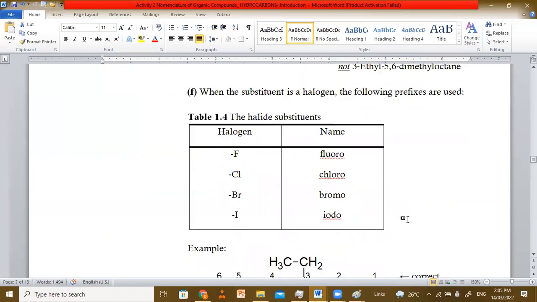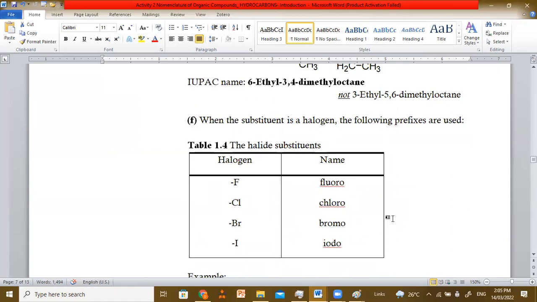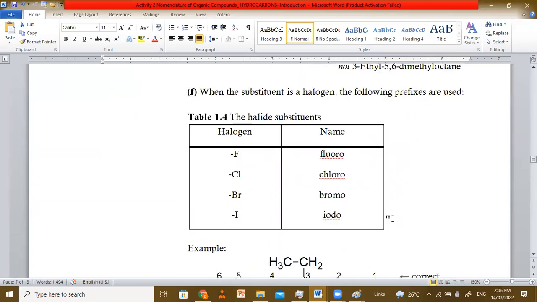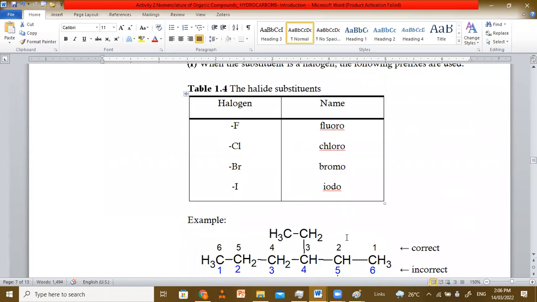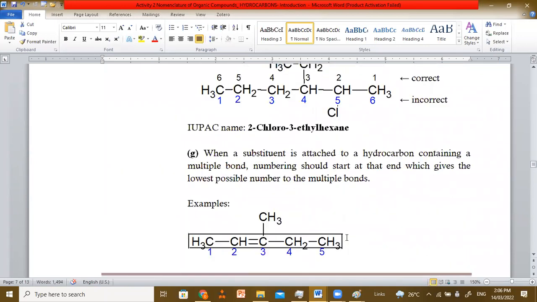Okay, so it's very simple. Sometimes our substituents can also be halides. What are those halides? Halides are the ones located in group 7 in the periodic table. So if we ever see halogens, then we call the substituents not fluorine, but fluoro. You end with O: fluoro, chloro, bromo, iodo. That's how we name our substituents.